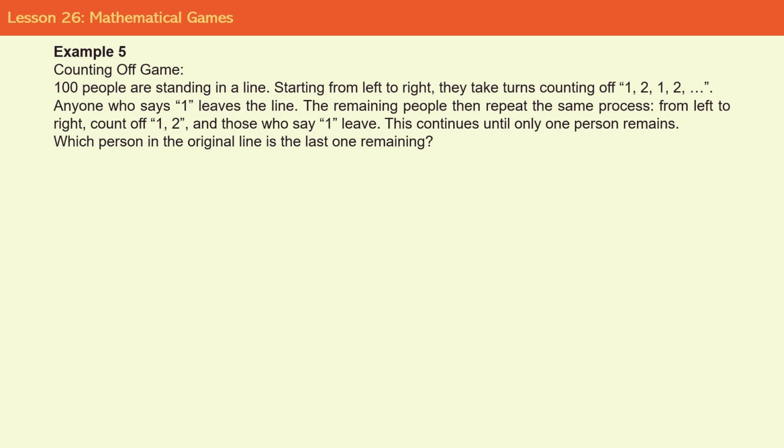Example 5. Counting off game. 100 people are standing in a line. Starting from left to right, they take turns counting off 1, 2, 1, 2. Anyone who says 1 leaves the line. The remaining people then repeat the same process, from left to right, count off 1, 2, and those who say 1 leave. This continues until only 1 person remains. Which person in the original line is the last one remaining?